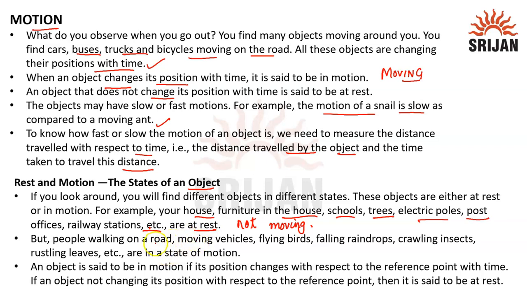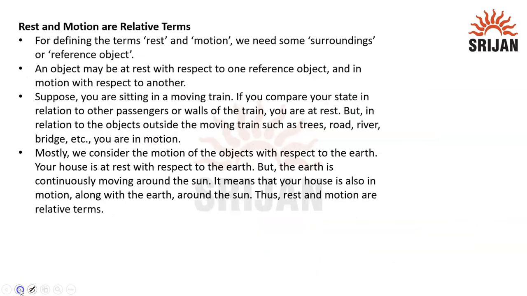But if we talk about people walking on a road, moving vehicles, flying birds, falling raindrops, crawling insects, rustling leaves, they are all in the state of motion, meaning all these things are moving. So from here we can define motion: an object is said to be in motion if its position changes with respect to the reference point with time, and if an object is not changing its position with respect to the reference point, then it is said to be at rest.